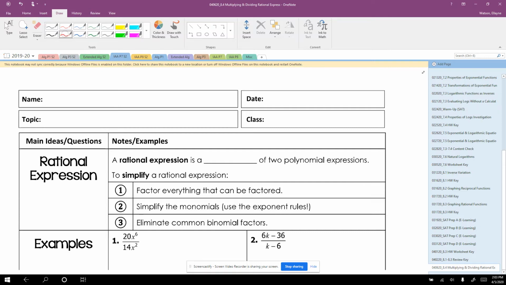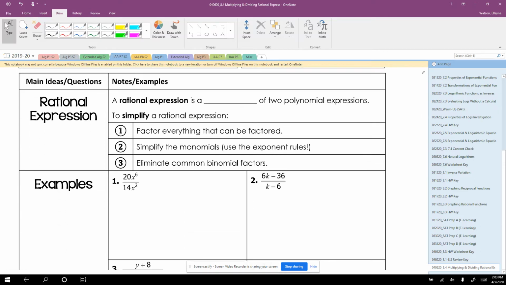Okay, so let's just hop into it here. There's going to be three sections we do here. The first is just simplifying, then we'll move specifically into multiplying and dividing. All right, so first off, what are rational expressions? A rational expression is a ratio of two polynomial expressions.